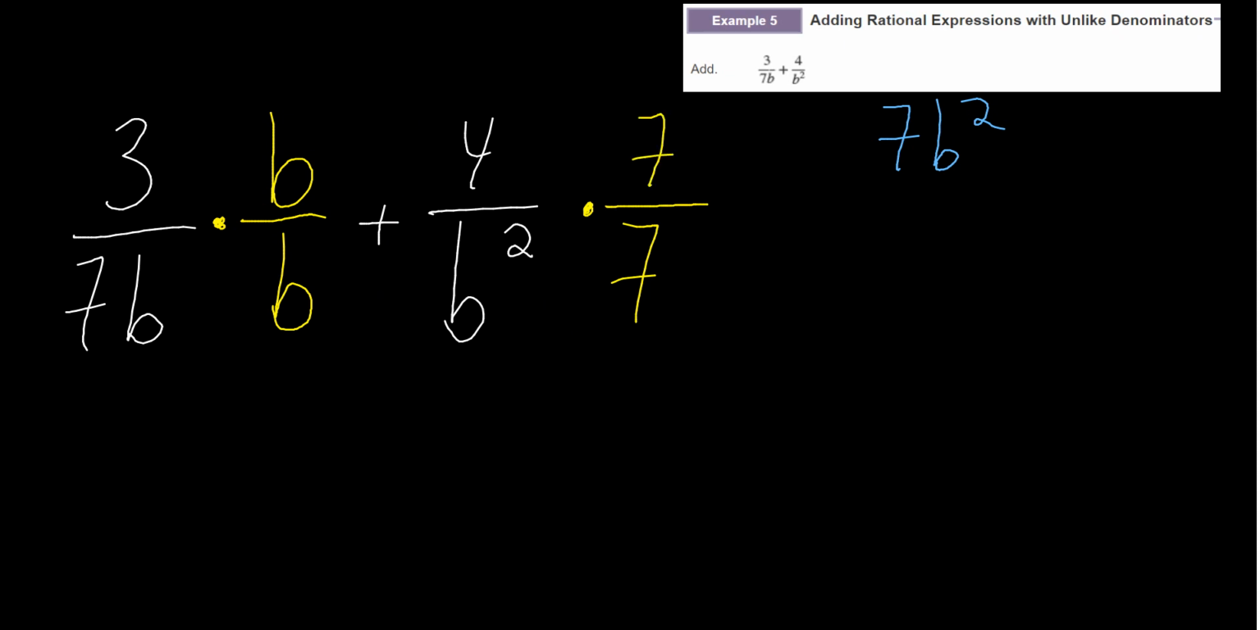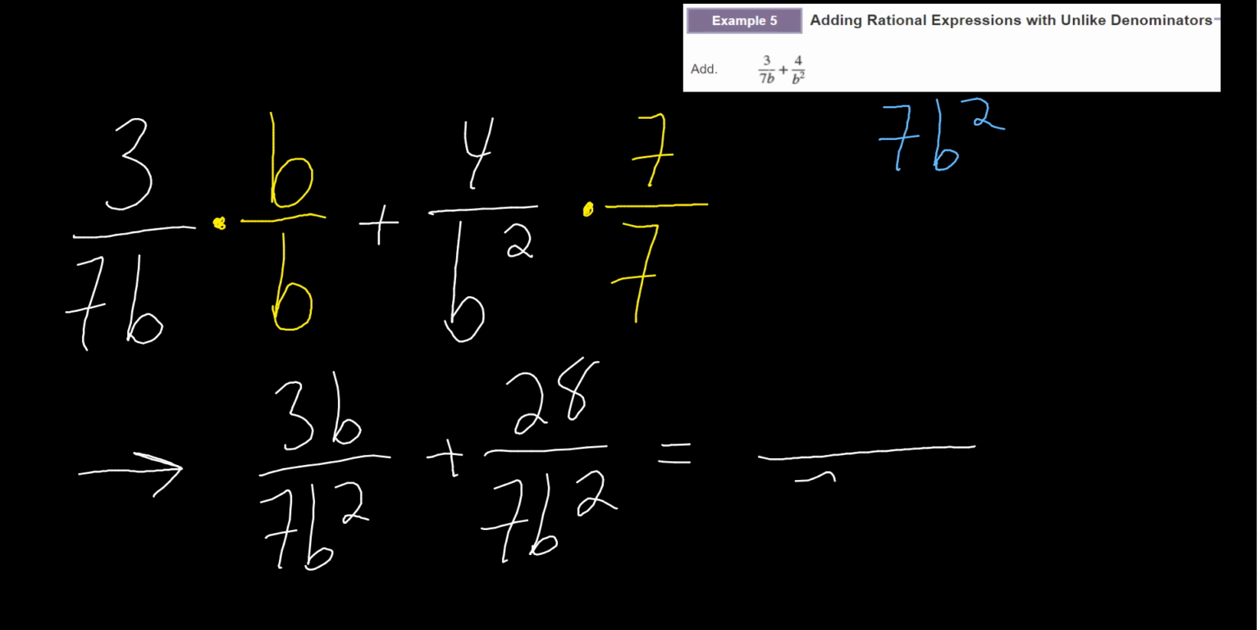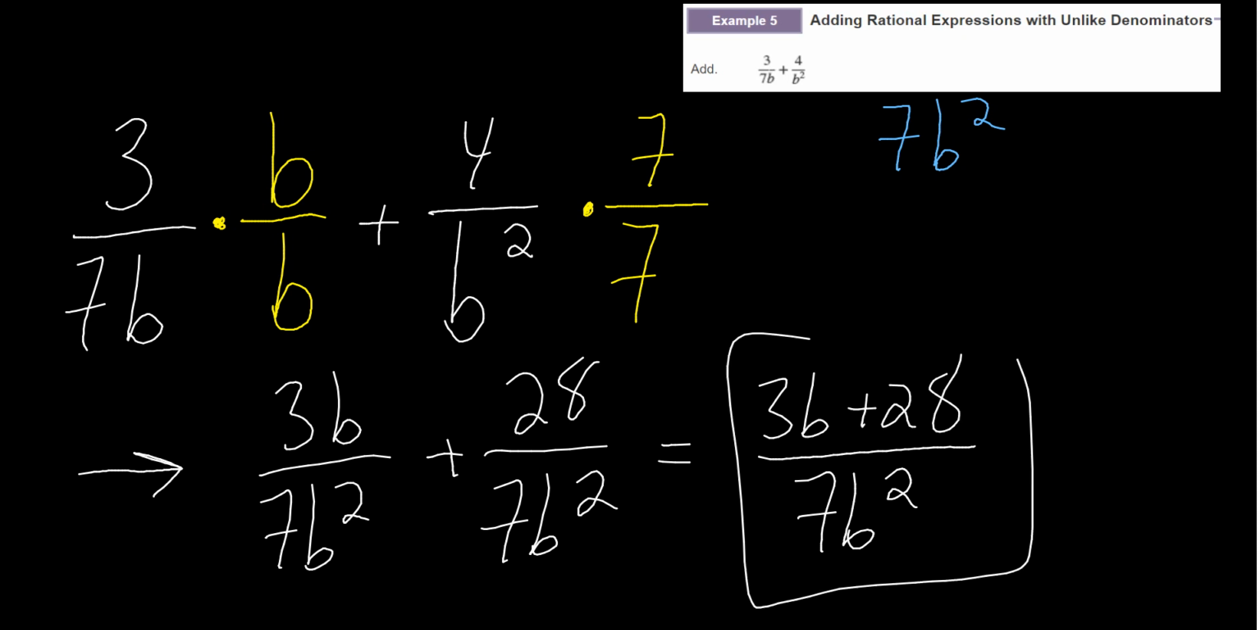And then by doing this, we end up with, we'll put a little arrow here to show the progression, 3b over 7b squared plus 4 times 7 is 28, 28 over 7b squared. Right. Well, my denominator is now the same. I have a common denominator, so I can simply write my common denominator there. And my numerator is 3b plus 28. Right? And that's it. That is how we go about doing it.